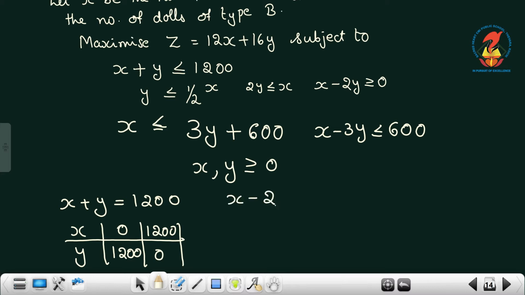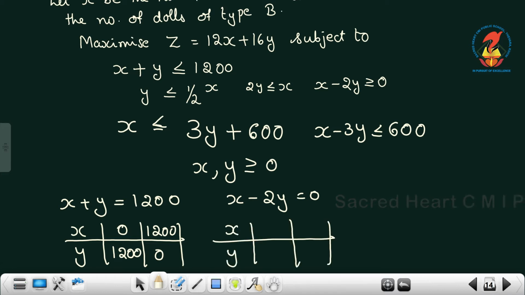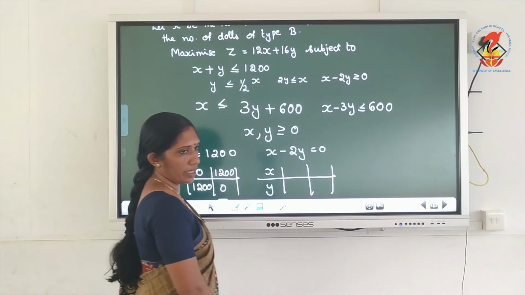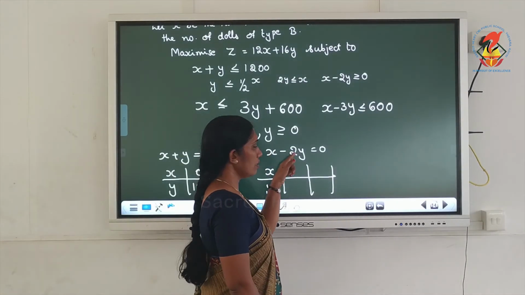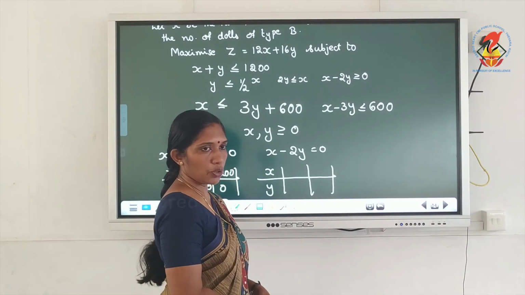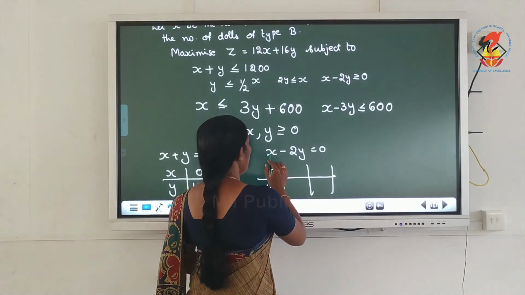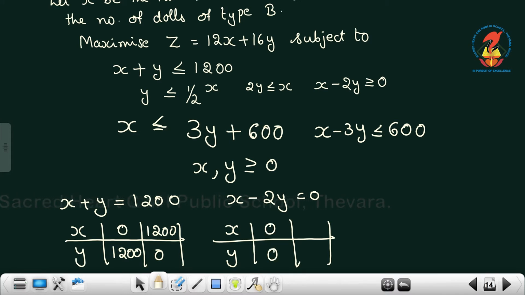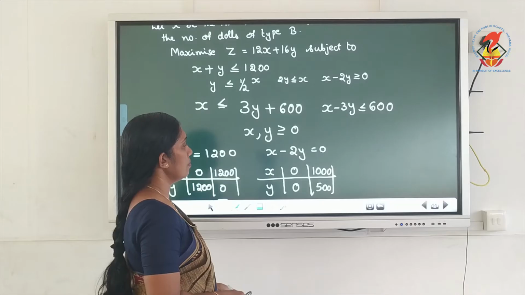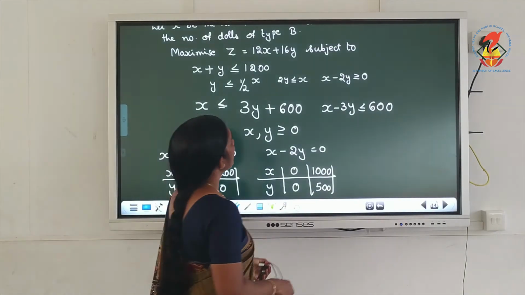The other one is X minus 2Y equal to 0. Since it is in hundreds, you can take X and Y in terms of hundreds. Otherwise, if you take X as 1, then Y is 1 by 2, and it's difficult to plot. So, one point is when X is 0, Y is 0. The other one we can take when X is 1000. When X is 1000, Y is 500, since 500 into 2 is 1000, so X minus 2Y equals 0.